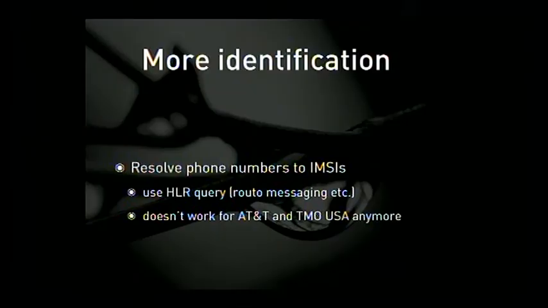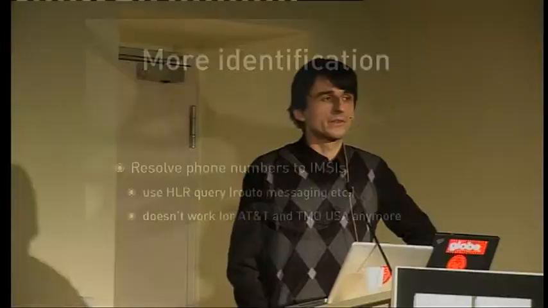So that's one identification you're interested in, but there's another identification that you're interested in as the attacker. Namely, you have a phone number, but the victim is going to register to your BTS using the IMSI. But you can resolve the phone number to the IMSI using services like route-to messaging. This is just like an HLR query. There are operators who have blocked this now, so I'm not able to do this for T-Mobile USA and AT&T anymore. There are other ways as well that you can use to figure out what cellular number a user has.